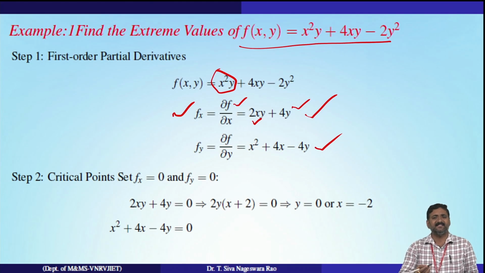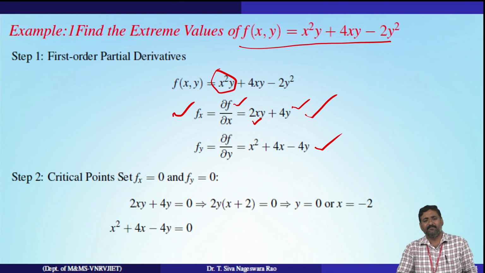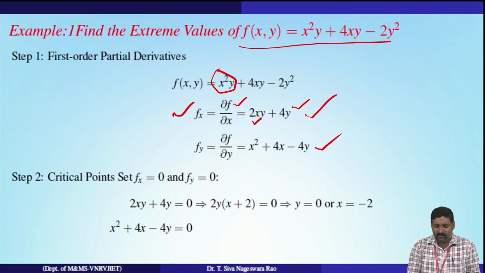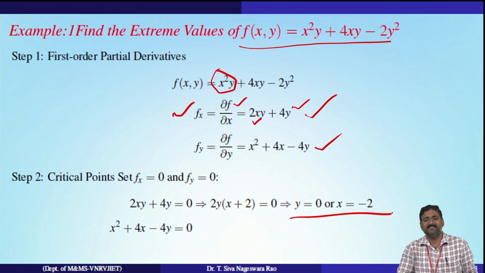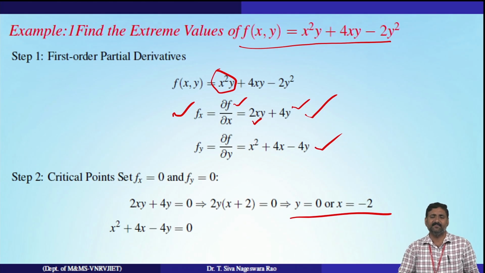Now, what is the second step? After finding first order partial derivatives, we will equate these first order partial derivatives to 0. Then what will you get? fx is equal to 0 and fy is equal to 0. By equating these two equations to 0, from the first equation, we can find y is equal to 0 or x is equal to minus 2.